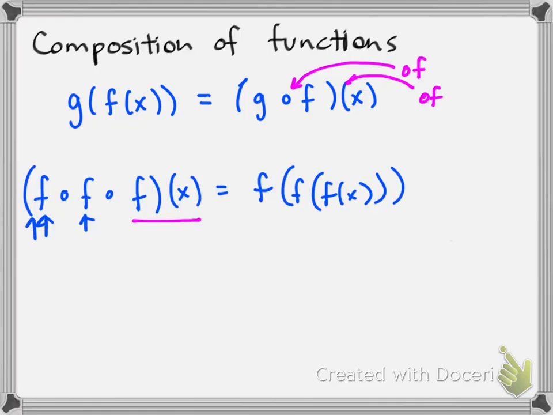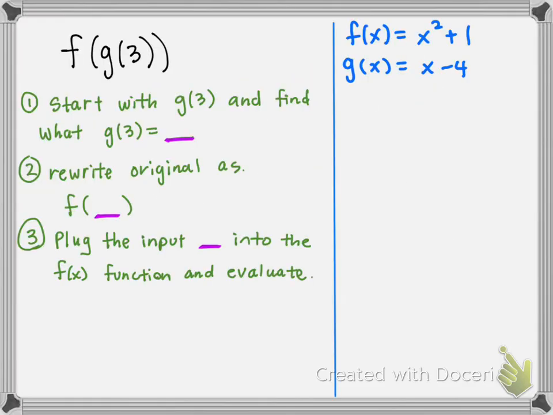Like, how do you do this? Well, if I asked you to do f of g of 3, you would first start with g of 3 and find what g of 3 equals. So off on the side, I have this example. If f of x is equal to x squared plus 1 and g of x is equal to x minus 4, well, we're going to find g of 3 first. That's what this example says to do. If I'm being asked to find f of g of 3, my first step is to find g of 3. Step 1, what's g of 3?